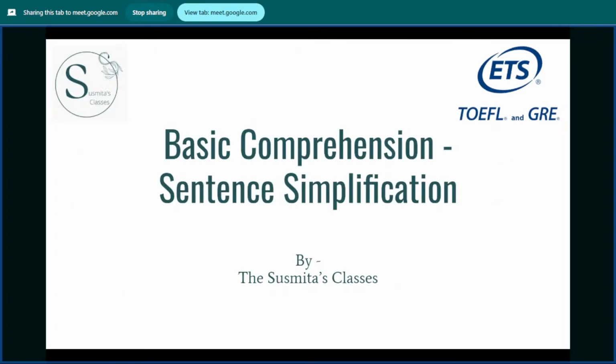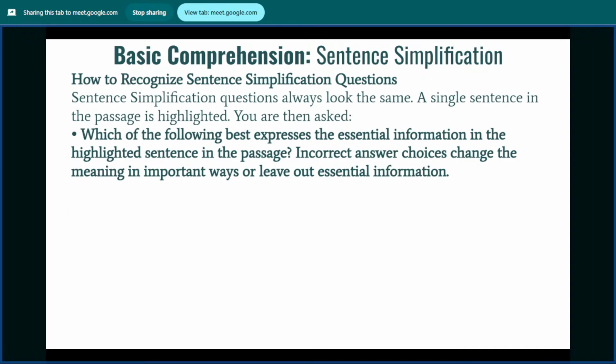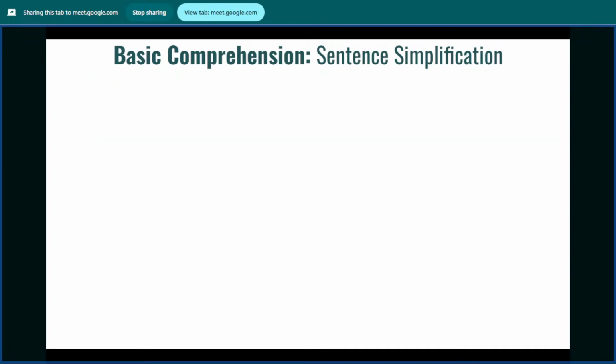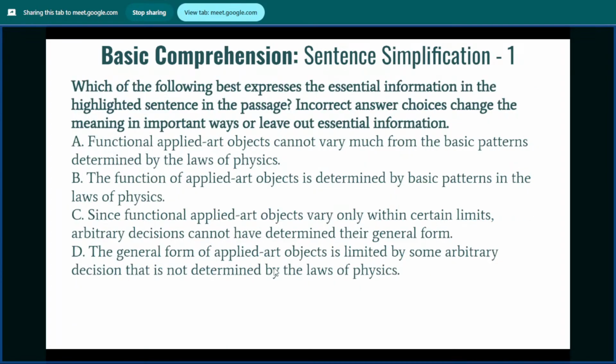Okay, now next we have the sentence simplification question. Again, it's an easy question type once you understand it. Here what they will do is they will highlight one particular sentence in the paragraph, which you must have solved yesterday also. And they will give you substitute sentences in the options. This is how it will be highlighted in your passage or paragraph over here, and they will give you substitute sentences which will be a simplified version of it.